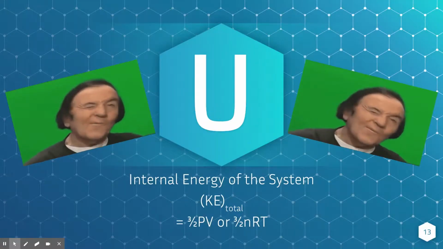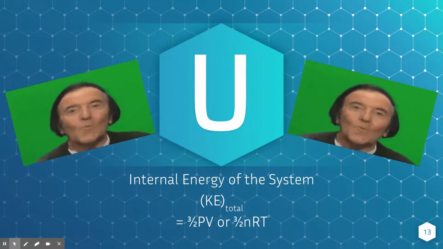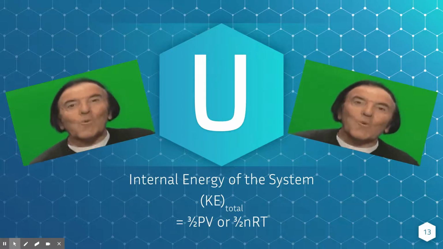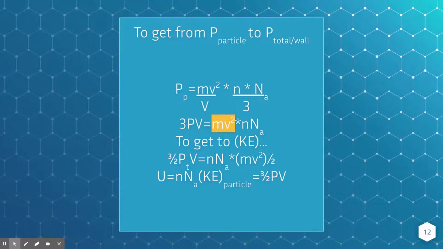Wow, I know, amazing. But there's more besides the facts. U equals 3/2 PV or 3/2 nRT. Let's use U in action to derive PV equals nRT. Ironically, we have to take a step back with U in order for this to make sense.